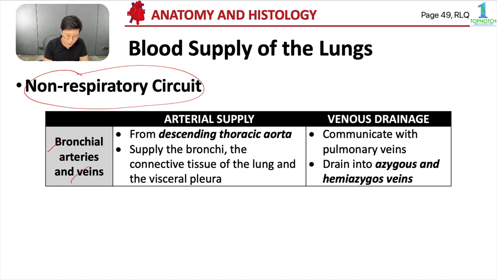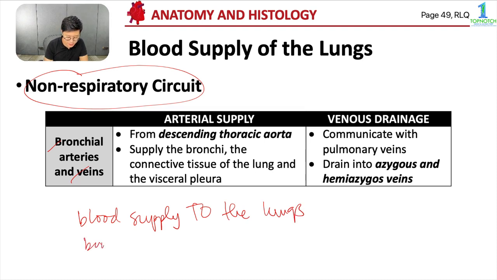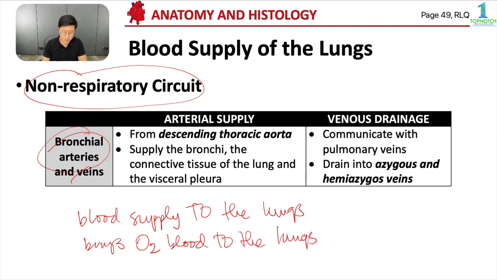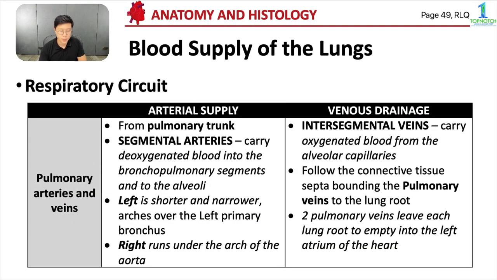So remember, pag tinanong kayo, blood supply to the lungs or what brings oxygenated blood to the lungs, may sagot yan, at ang sagot ay bronchial arteries. So they are from the descending thoracic aorta. For the venous drainage, they communicate directly to the pulmonary veins and they drain into your azygos and hemiazygos veins.